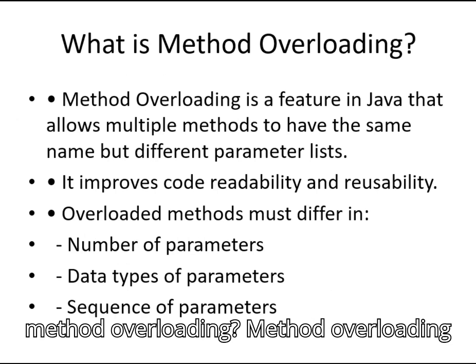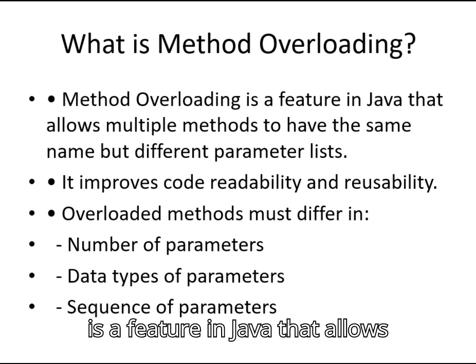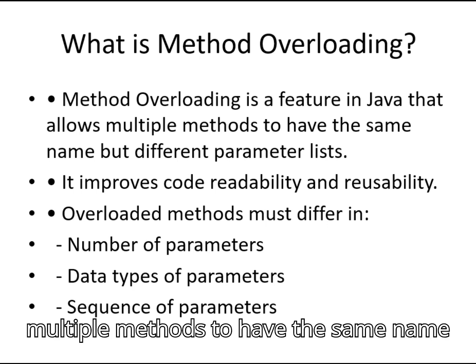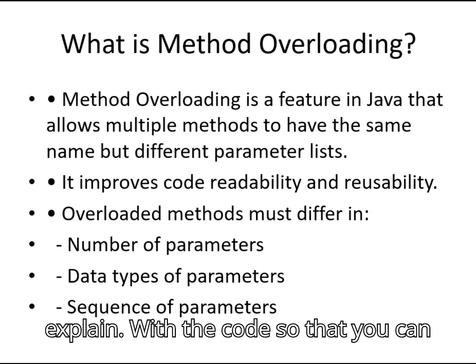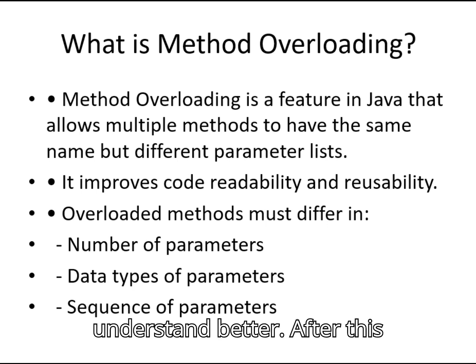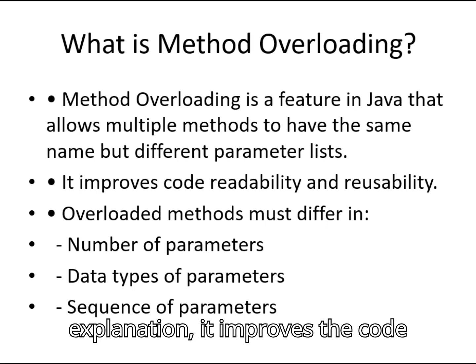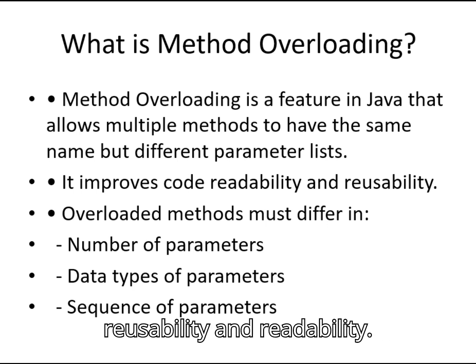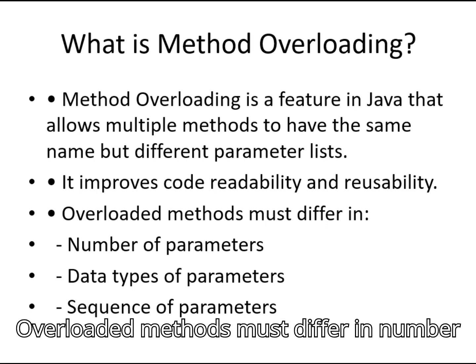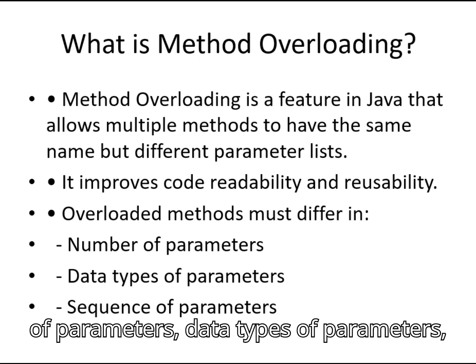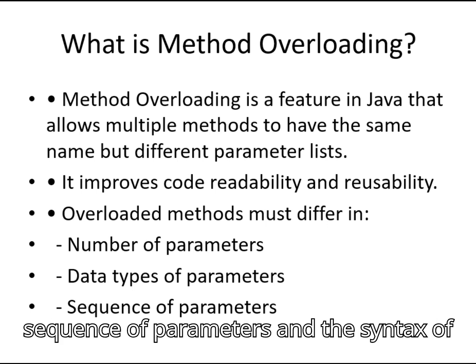And what is method overloading? Method overloading is a feature in Java that allows multiple methods to have the same name but different parameter lists. I will explain with the code so that you can understand better after this explanation. It improves code reusability and readability. Overloaded methods must differ in the number of parameters, data types of parameters, or sequence of parameters.